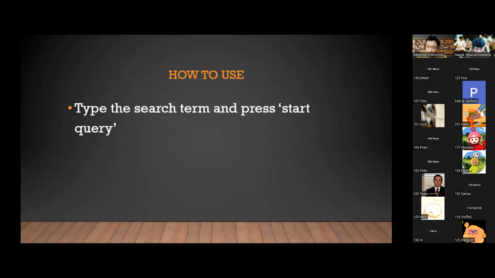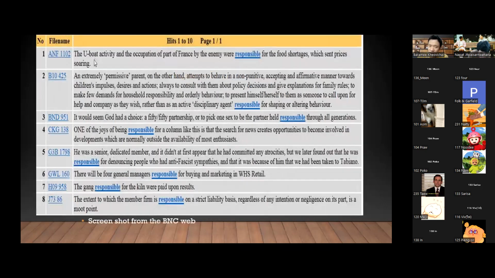To use it, it's really like Google. Basically, you type the search term in the box and then you press Start Query. For example, the word responsible. Once you type that and click on Start Query, you get this, and it brings you the examples of the word responsible in the corpus for you to see.